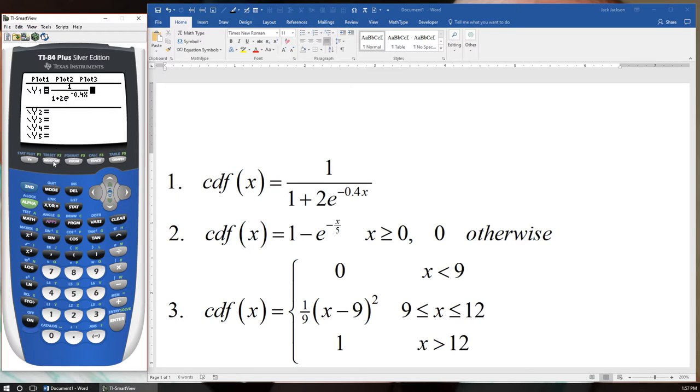So if we go back to this, I don't remember. Let's see. It seems like it was negative 20 to 30 is what we ended up using last time.